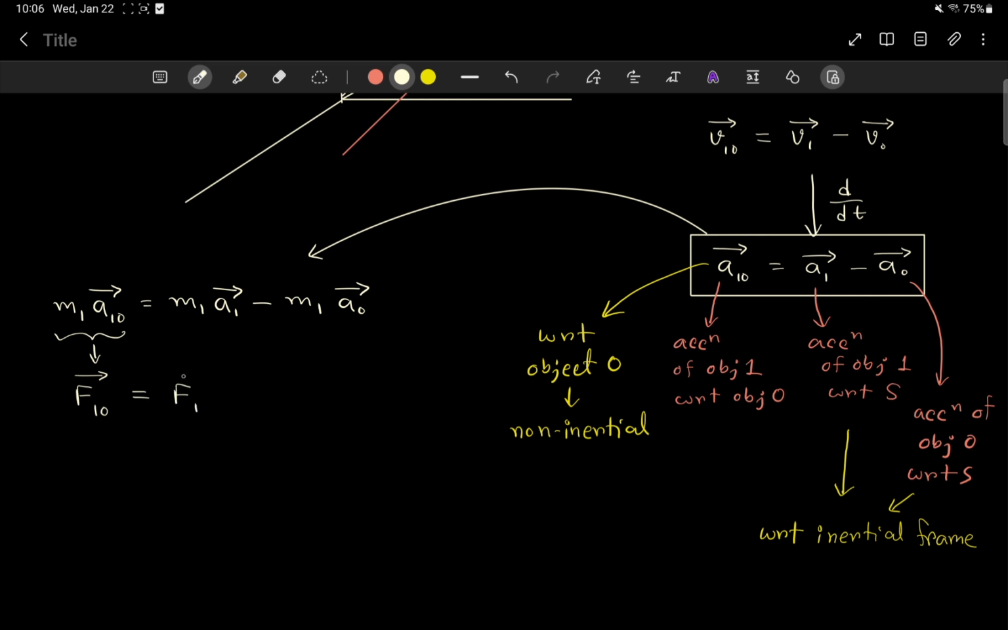This m1 a1 is the force on object 1 in the inertial frame, because the acceleration a1 is the acceleration of object 1 in the inertial frame. And the final part, m1, and this minus will come here, so it will be minus m1 a0 vector.